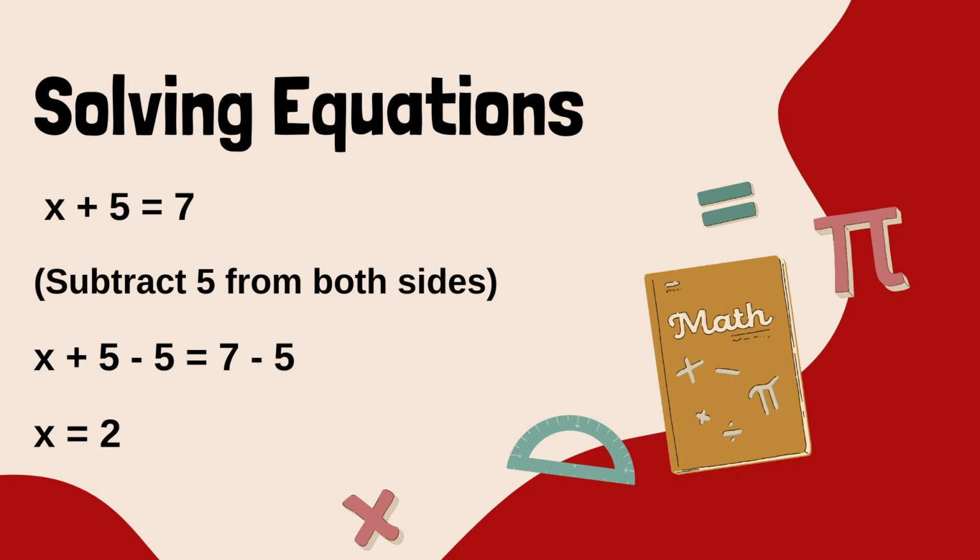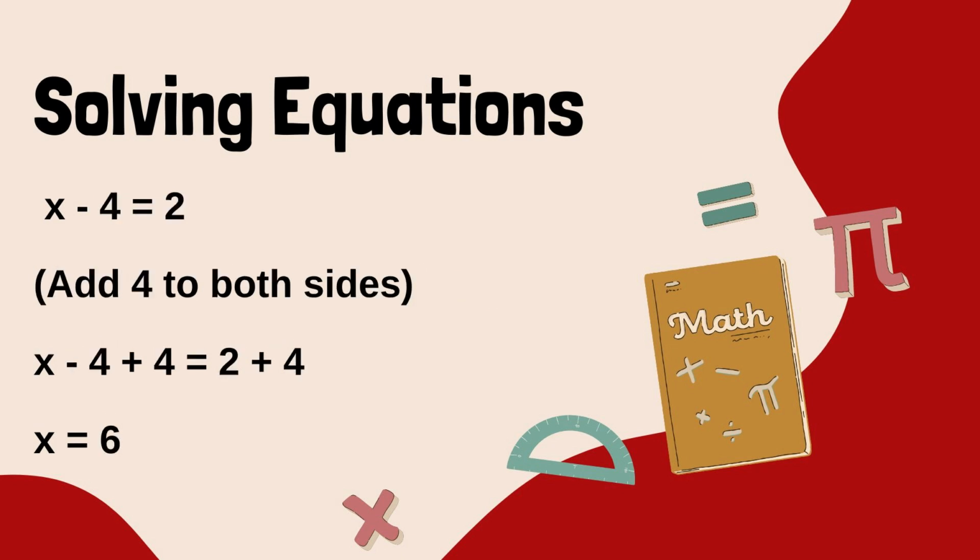So I have x plus 5 minus 5 is equals to 7 minus 5. Now my plus 5 and minus 5 crosses off each other. So I'm left with just x on this left hand side. Then I have 7 minus 5 on this right hand side. So that gives me x is equals to 2. Now let's look at another one. I have x minus 4 is equals to 2.